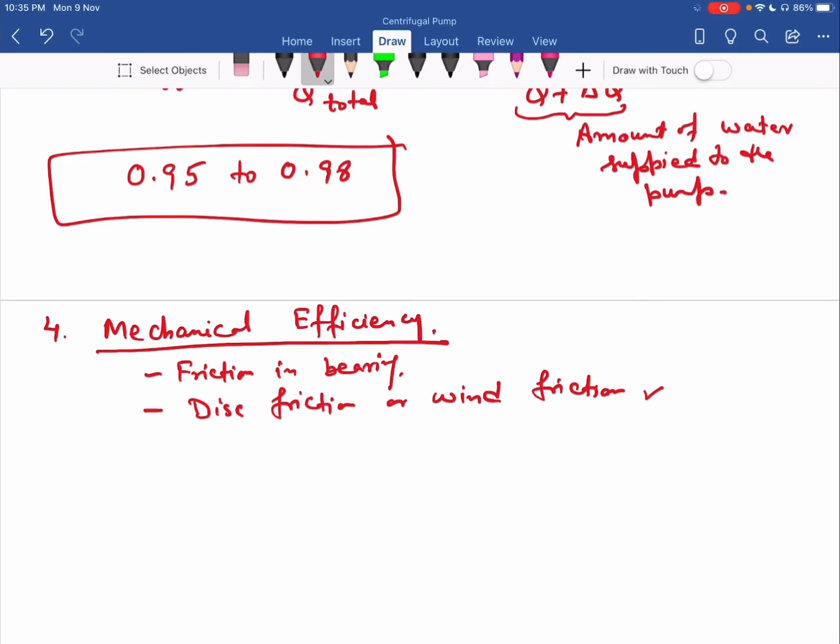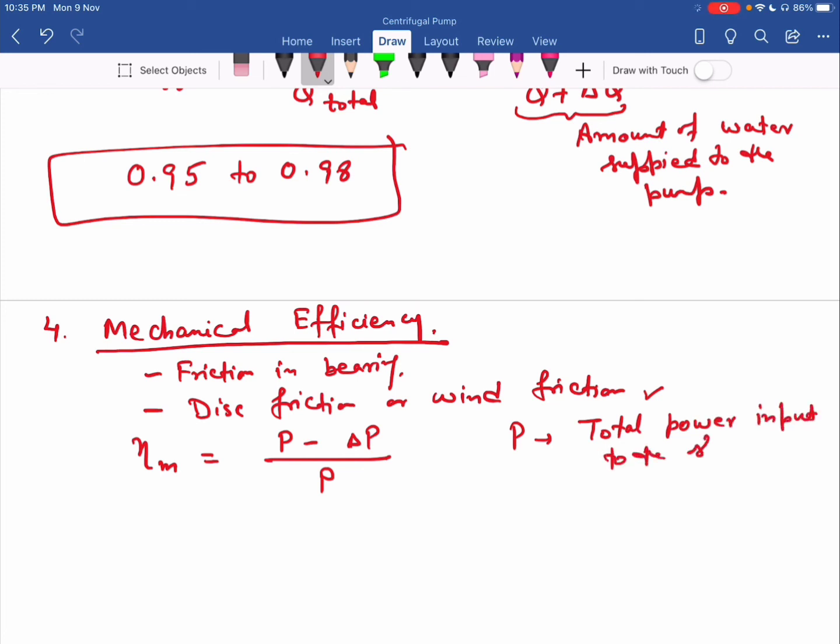So my mechanical efficiency eta m, I can write as P minus delta P divided by P. P is the total power input to the shaft, and delta P is my mechanical losses. And this range is again from 95 to 98%.